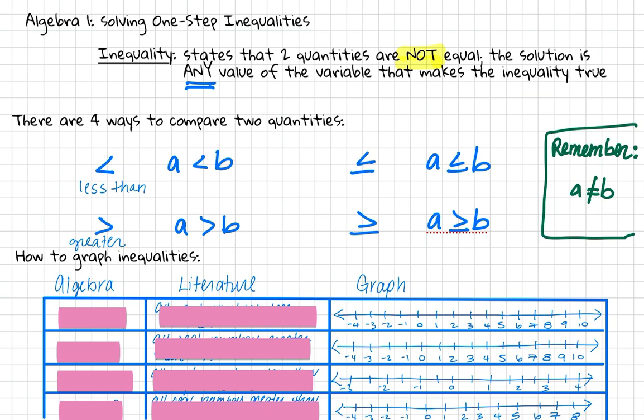You can also have something less than or equal. And this little line denotes that it's equal as well. So here we have that A is less than or equal to B. And then we can also have greater than or equal. And I put over here that we need to remember that A can never equal B.